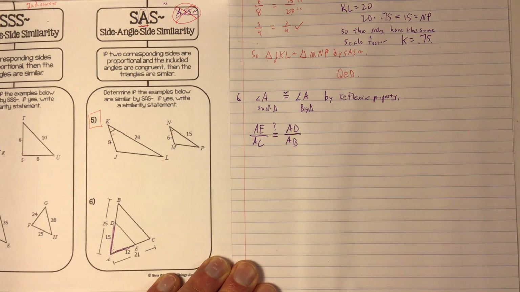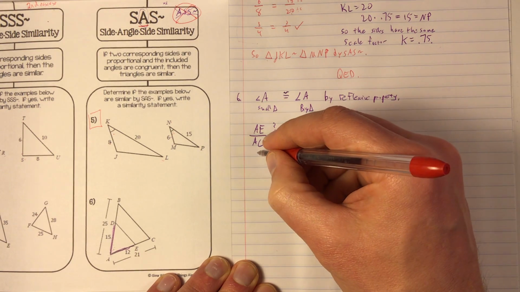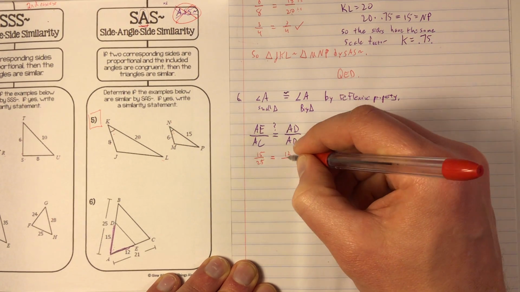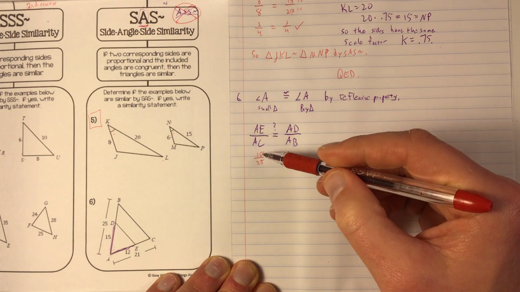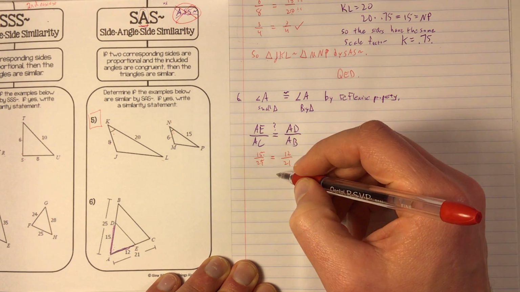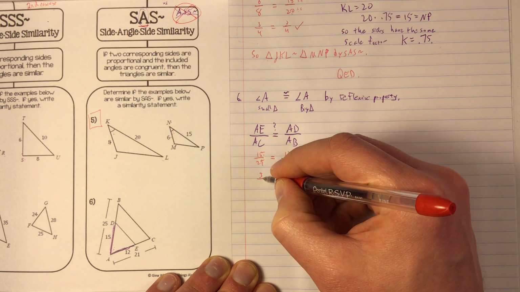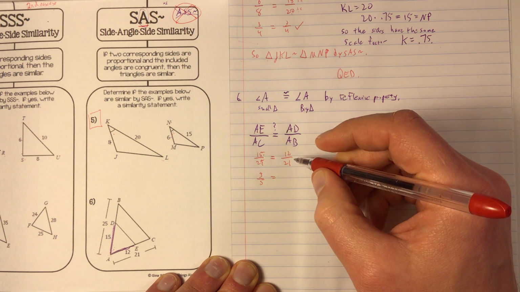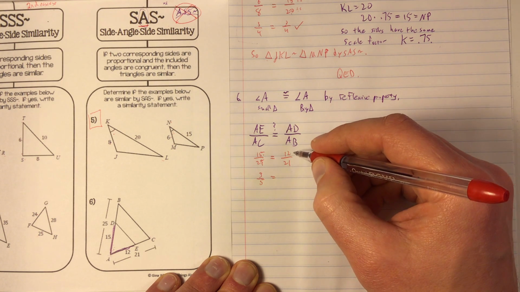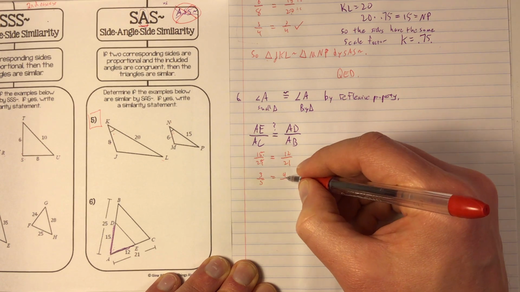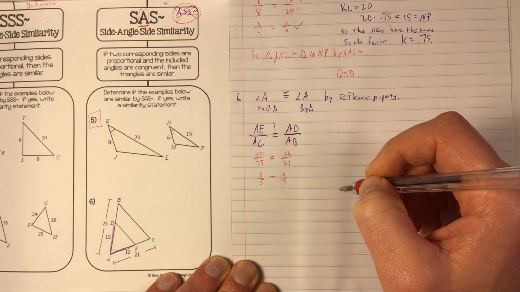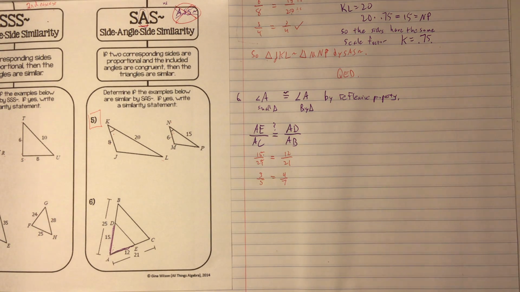Are they proportional? Well, let's plug in numbers and check. 15 out of 25. Is that equal to 12 out of 21? If we reduce this fraction, we could divide both of them by 5 and we would get 3 out of 5. This, I can divide both of them by 3, and that would give me 4 out of 7. Now, is 3/5 exactly equal to 4 out of 7? No, it's not. But if you want to check, by all means do so, because that's a great idea.